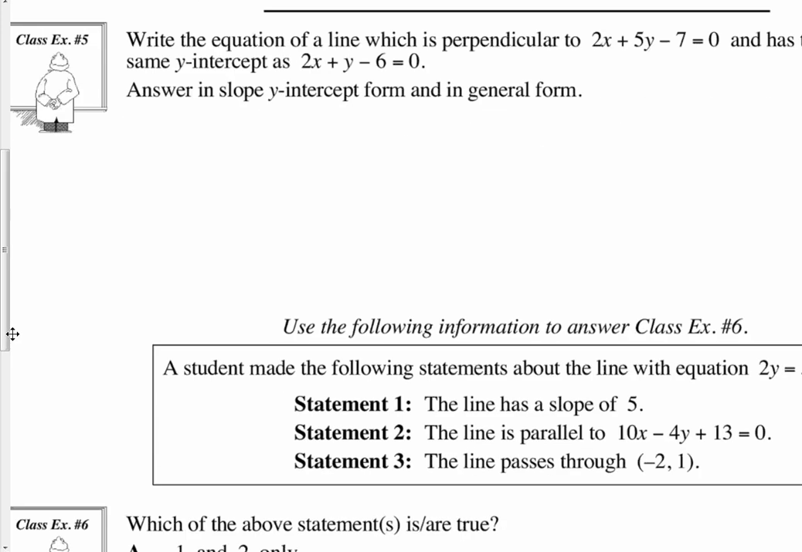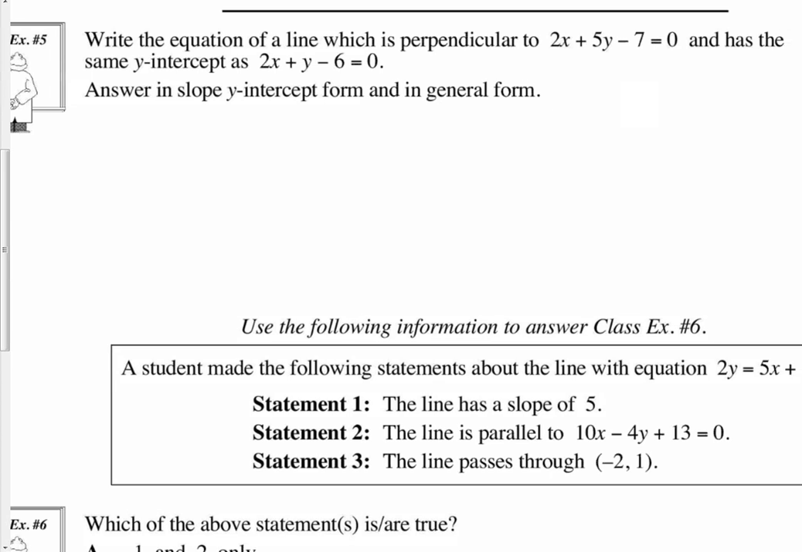Write the equation of the line which is perpendicular to 2x plus 5y minus 7 and has the same y-intercept of 2x plus y minus 6 equals 0. Answer in slope-intercept form and general form. Love this question. Okay, where do we start?